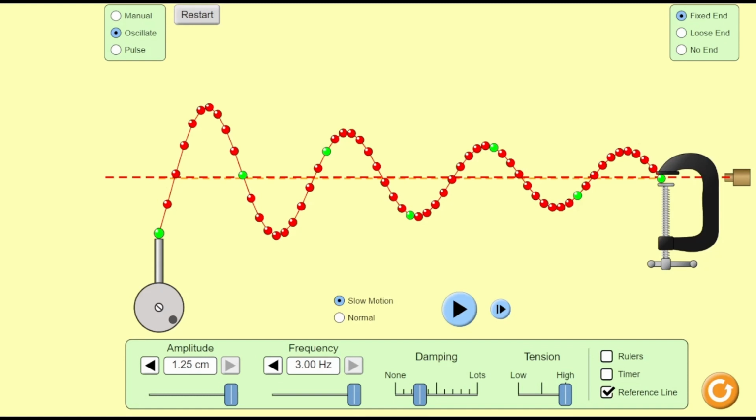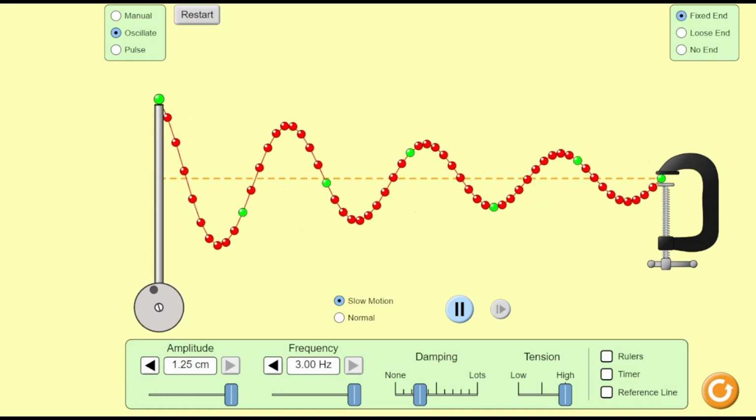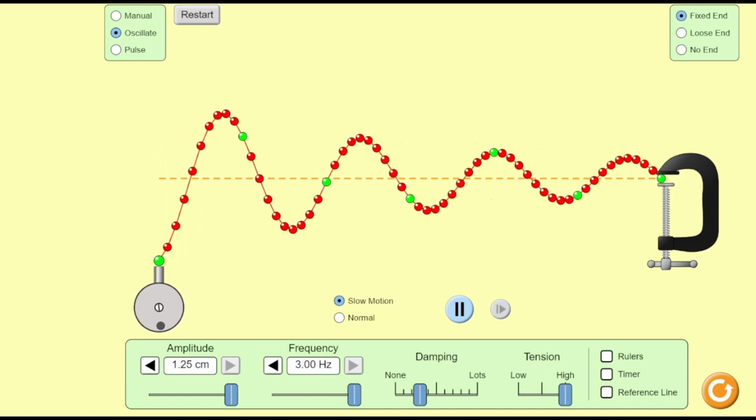If you try to elaborate it further, just focus on this green particle that you have, okay? You will see that it is only moving upwards and it's only moving downwards. It's not moving forward, right? I'm going to play this again. Try to observe this point. It's not moving forward. It's only moving upwards and downwards.